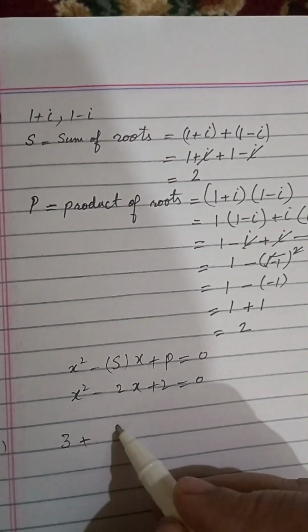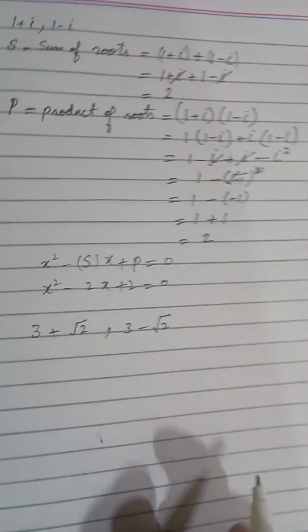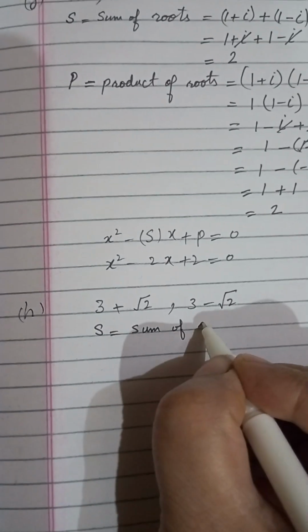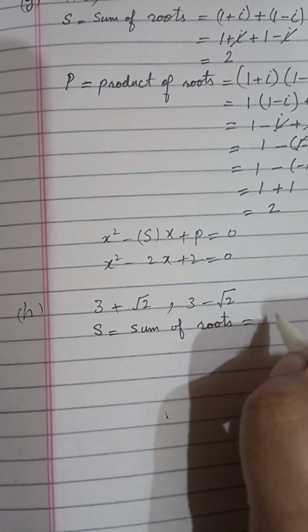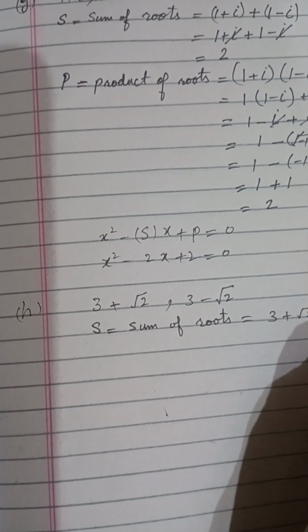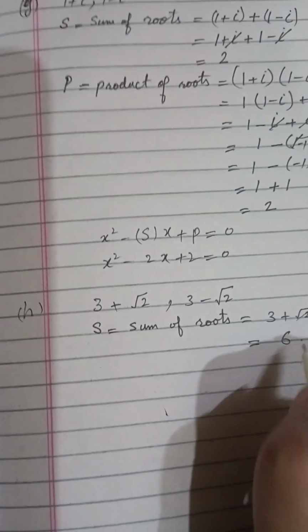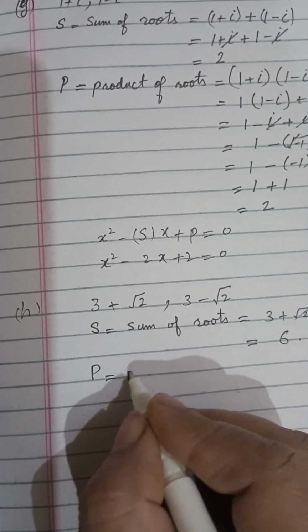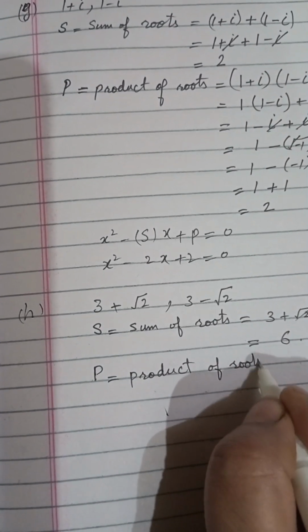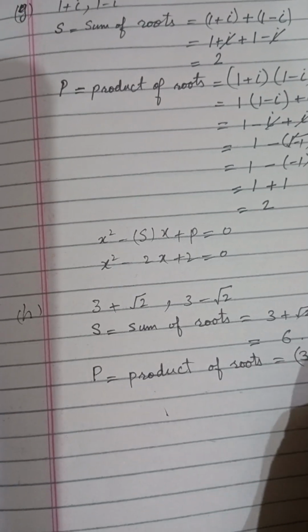3 plus under root 2 and 3 minus under root 2 are the roots of the required equation. So the sum of the roots of the required equation is equal to 3 plus under root 2 plus 3 minus under root 2. Minus under root 2 and plus under root 2 both cancel. 3 plus 3 is 6. P, the product of the roots, is equal to 3 plus under root 2 into 3 minus under root 2.